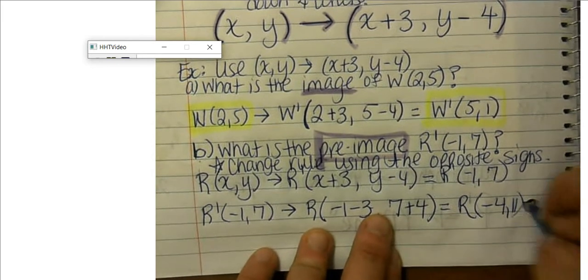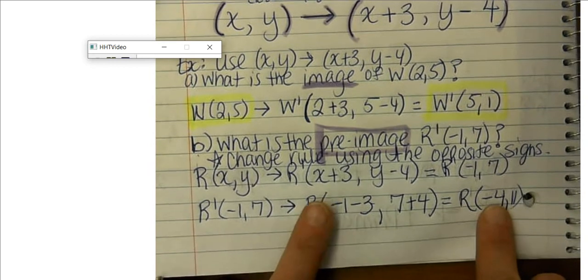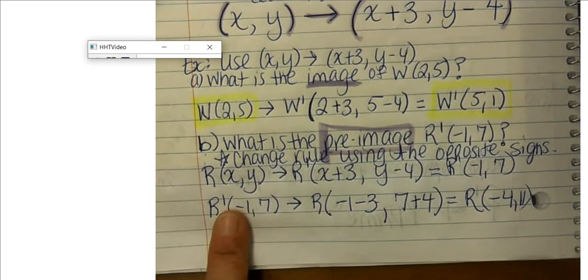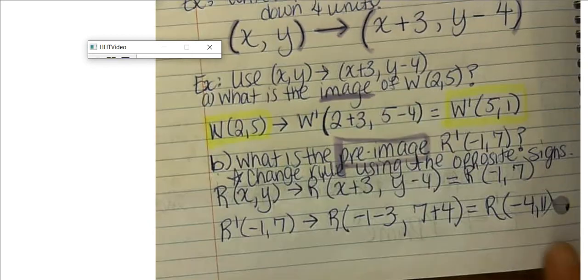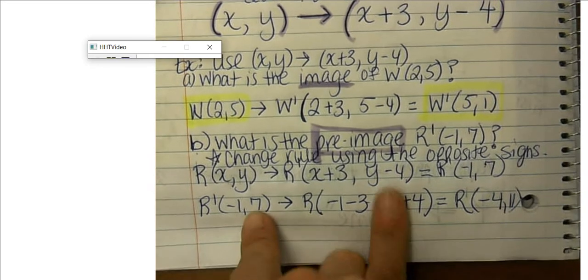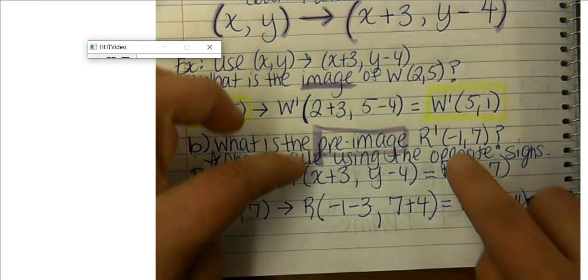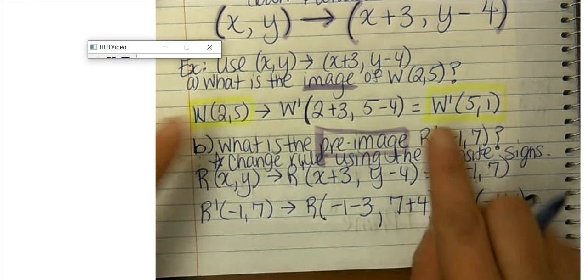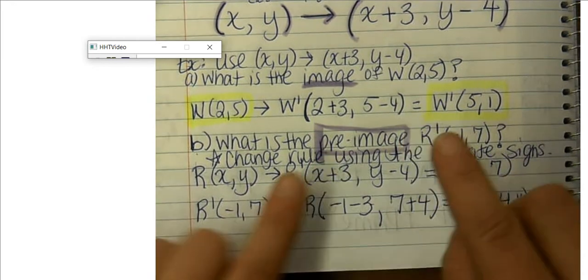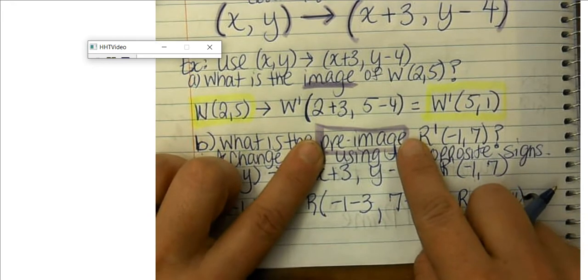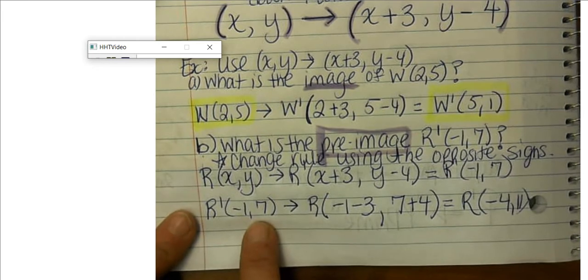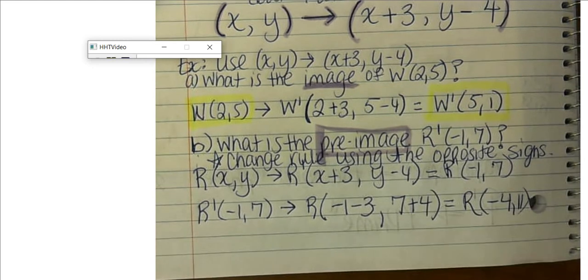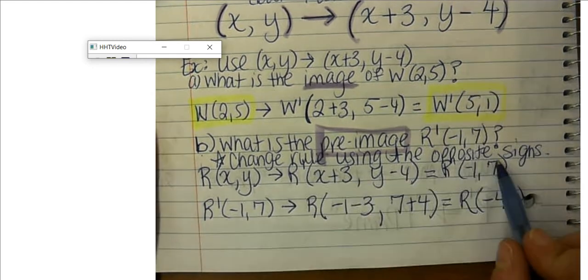And you can try it. If you go negative 4 plus 3, do you get negative 1? Yes. And if you go 11 minus 4, do you get 7? Yes. So in order for you to find your pre-image given an image, you work with the rule backwards. So you change the rule using opposite signs.